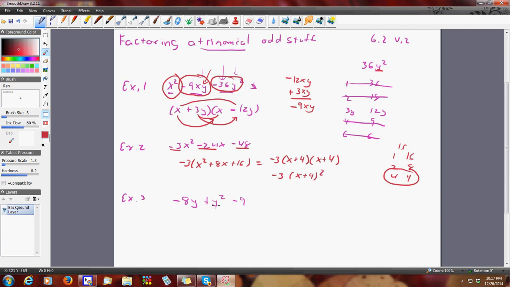My last thing is this. I have my three terms, but I always need to lead with my greatest power, my greatest exponent. So it's going to be y squared minus 8y minus 9. So I just rewrote it. And I can now factor this out. It's going to be y and y. It's going to be, well, 9 is going to be 1 and 9, or 3 and 3. Can't be 3 and 3, so it's going to be 1 and 9. It's going to be a negative and a positive.